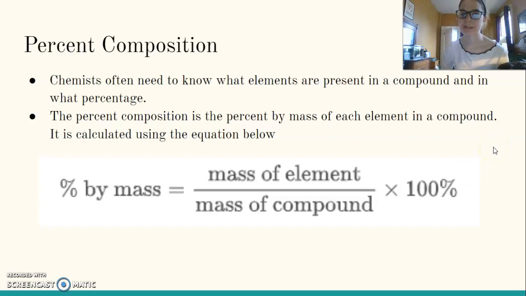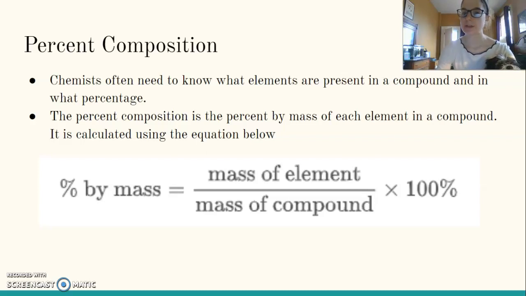So percent composition, we described on Thursday that chemists often need to know what elements are present in a compound and in what percentage, and that helps chemists basically identify different compounds. So it's used in a lot of industries and pharmaceuticals, when creating medicines and treatments, a lot of things. So a lot of application for this.